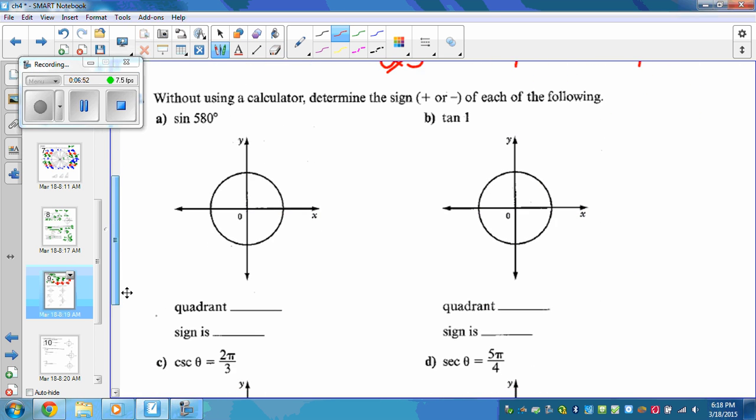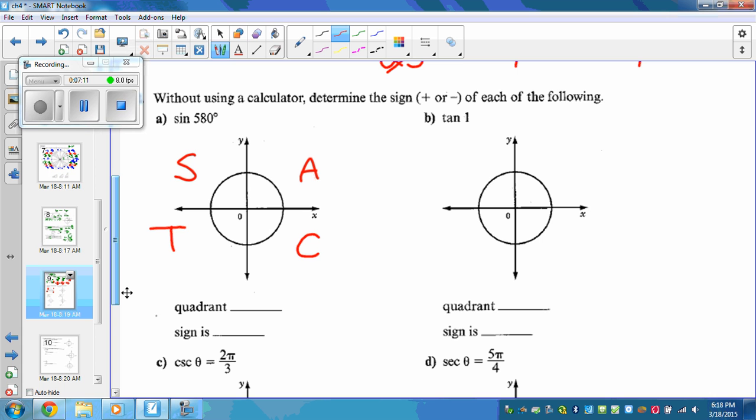Question 2 is quite simple. It says, without using a calculator, determine the sine of each of the following. Sine of 580. So first of all, I'm going to quickly write in CAST to remind myself that's what I'm using. And now I have to think about where the angle 580 lies.